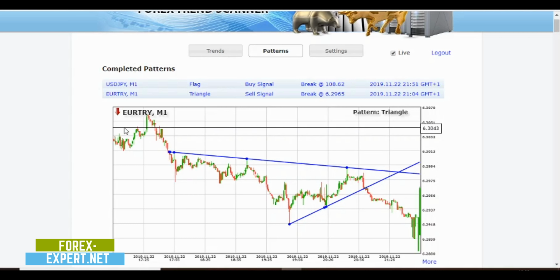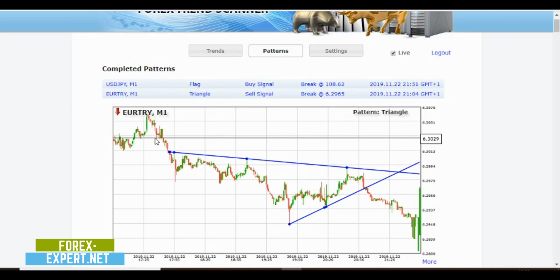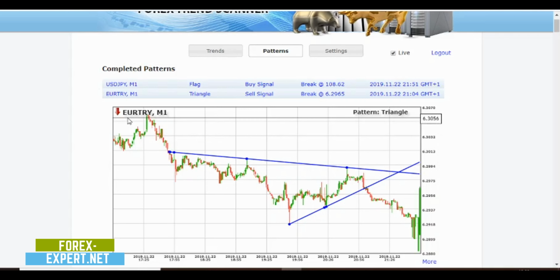So if you are a day trader, you will find a 1 minute, 5 minute, 15 minutes, 30 minutes. Okay. If you are a long-term trader, you will find upper time frames till the monthly one. So for example, here we are on the euro and the Turkish lira 1 minute time frame.